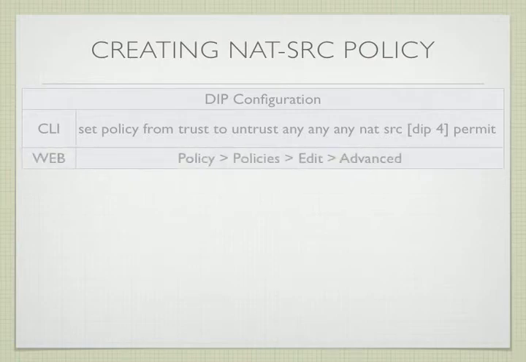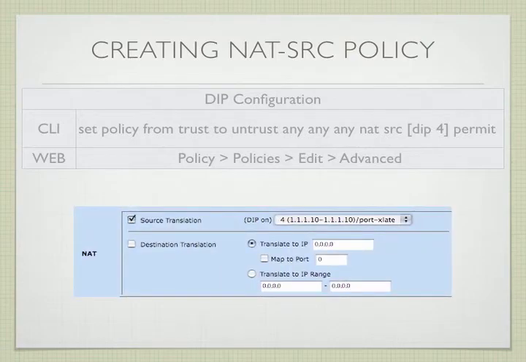In the web interface, you go to Policies, Edit, and once you've edited the policy, then you go to the Advanced tab. So in the Advanced tab, there's this section for NAT, and you're going to check off Source Translation, and you select your DIP from the pull-down list here. The first item on the pull-down list that is always available is Egress Interface. So it's done in the same place there, but instead of DIP 4, it'll say Egress Interface.